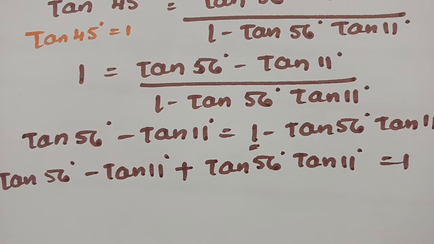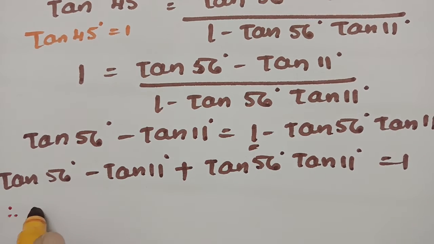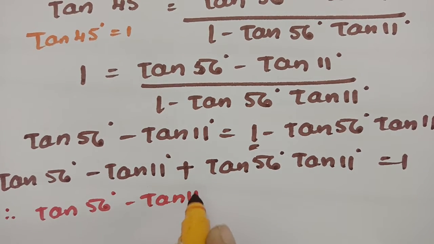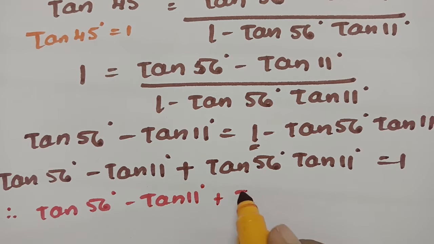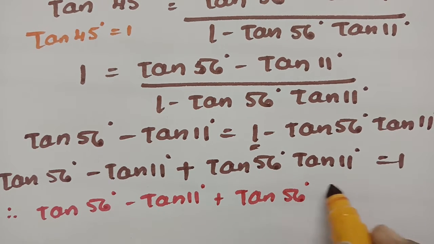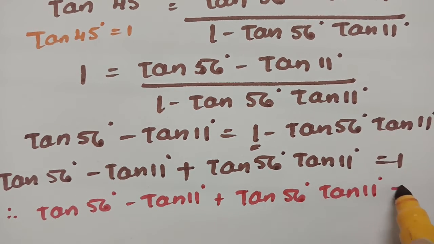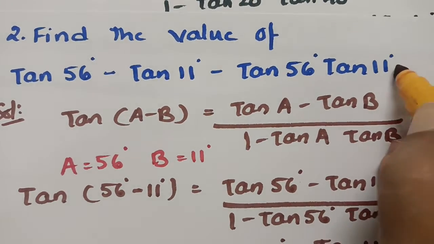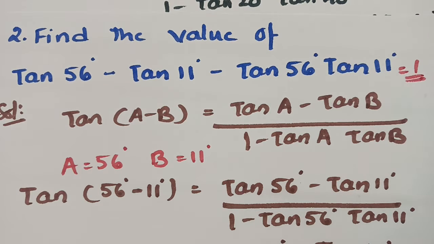the asked question here is, therefore, tan 56 degrees minus tan 11 degrees plus tan 56 degrees into tan 11 degrees, and the value is 1. So this is what is asked. The value here is 1. And the third question here is, show that.